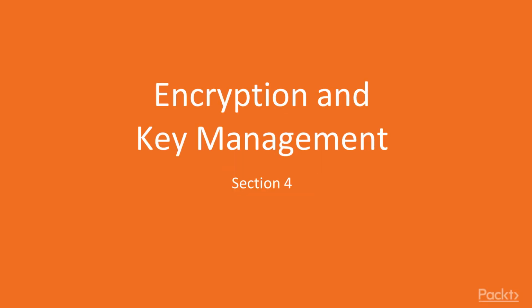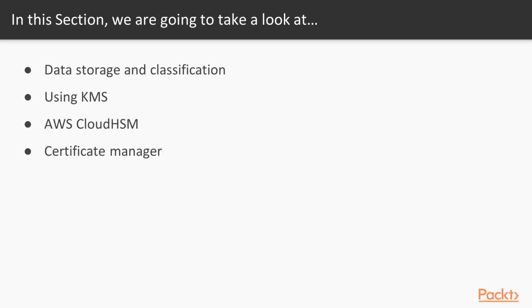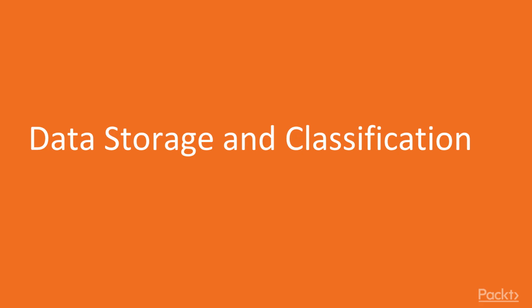Welcome to section 4, Encryption and Key Management. In this section, we are going to set the foundation to learn more about encryption at rest and encryption in transit. To do that, we are going to cover data storage and classification, how to use Key Management Service, also the AWS CloudHSM, and the Certificate Manager. Let's get started with data storage and classification.